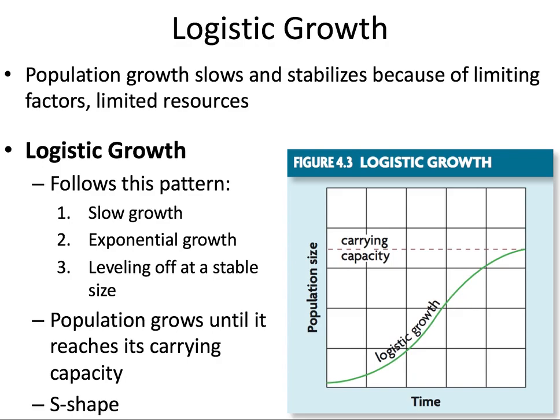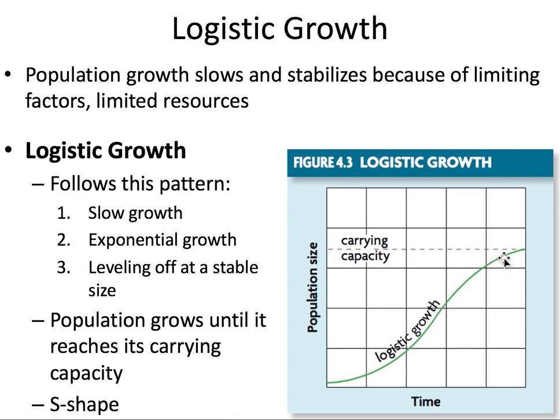Okay, so that brings us to logistic growth. Over time, population growth tends to slow down because you start to run out of resources, or you start to see more disease because the individuals are too crowded in a small space. And what you see happen is something known as logistic growth. Logistic growth follows this pattern. So it starts off slow, and then you have a brief period of exponential growth right here.